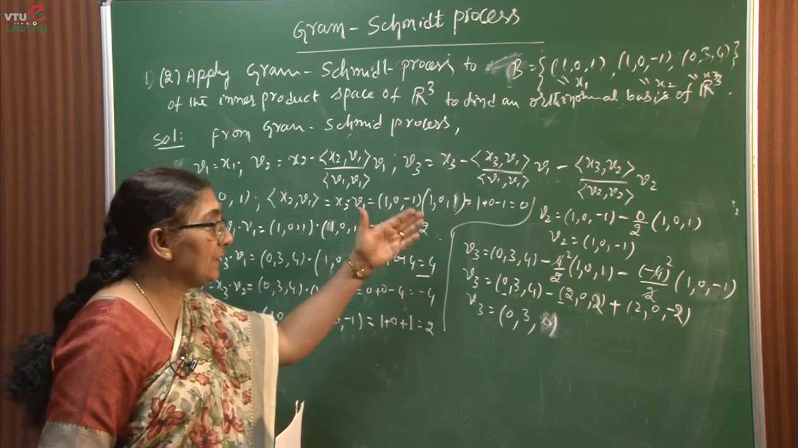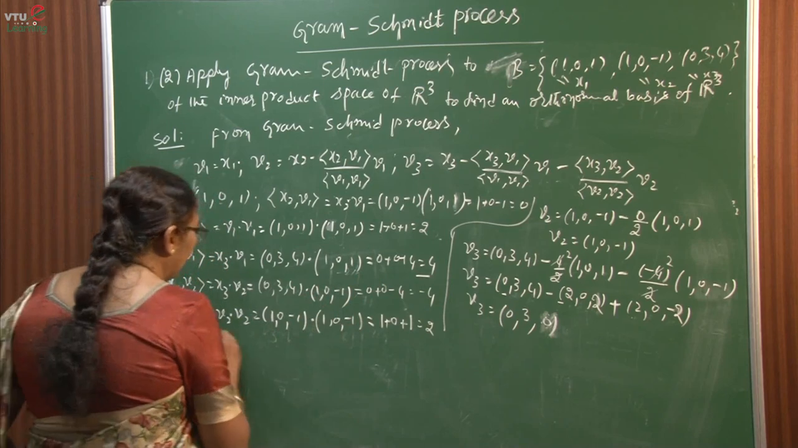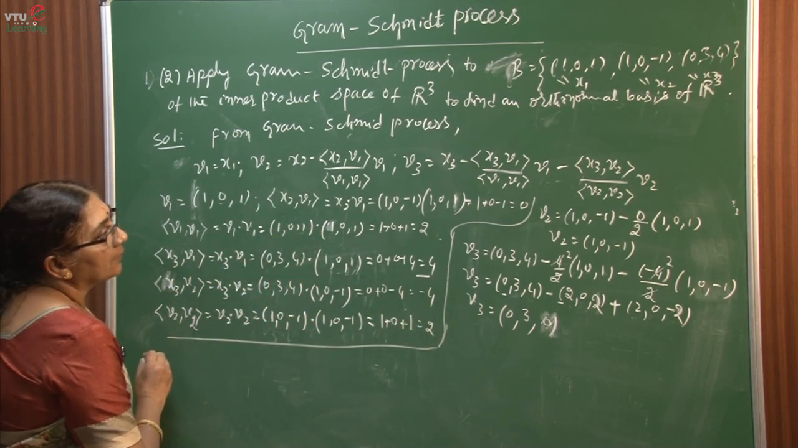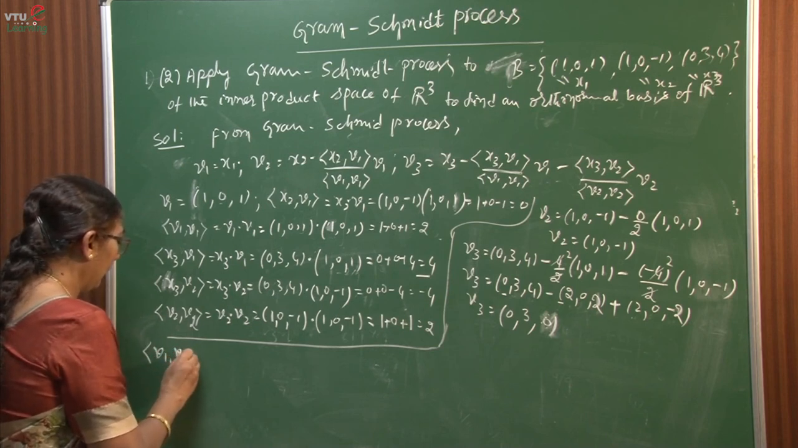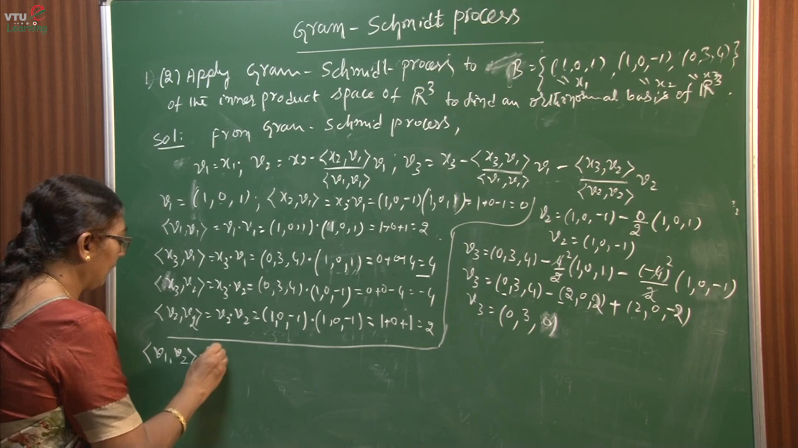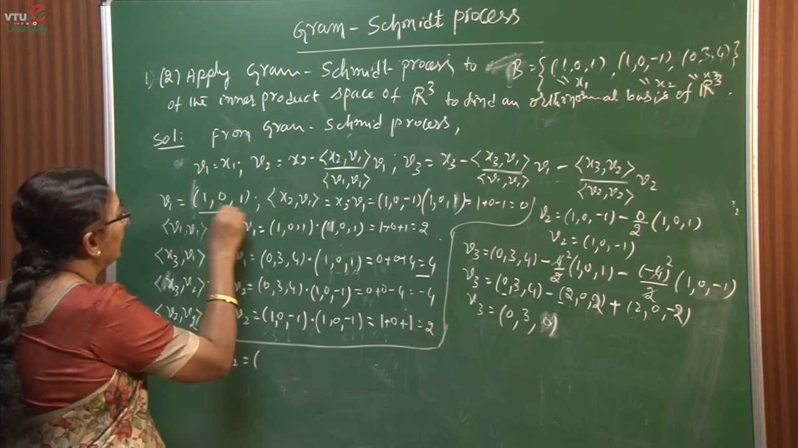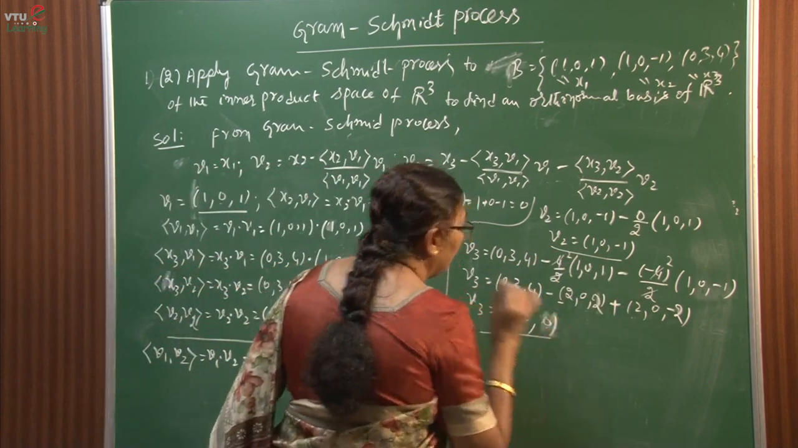Now, I have to verify whether these V1, V2, V3 are orthogonal or not. First, I have to verify it. Okay. Now I have to find out what is the inner product of V1, V2. It's nothing but V1 dot V2. What is V1? Just now we calculated, this is my V1, this is my V2, this is my V3.